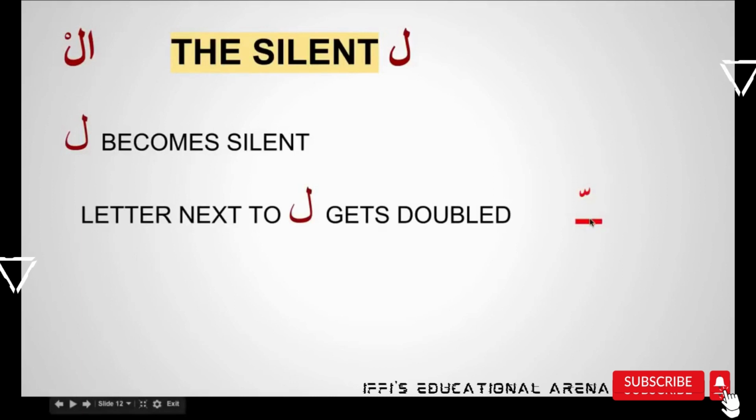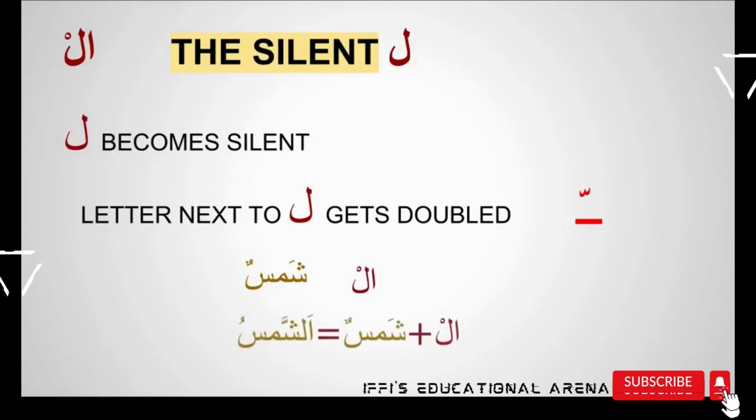Let me give you an example. If we see the word shamsun, and we attach al to it, how do we pronounce it? We don't pronounce it as al-shams. We make this lam silent and give shadda to the letter next to it, and it becomes ash-shams, as though the lam does not exist. Ash-shams. So what are those letters where the lam becomes silent?